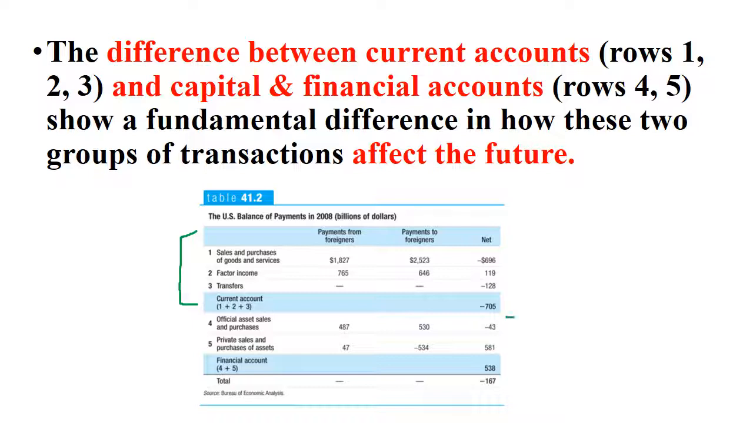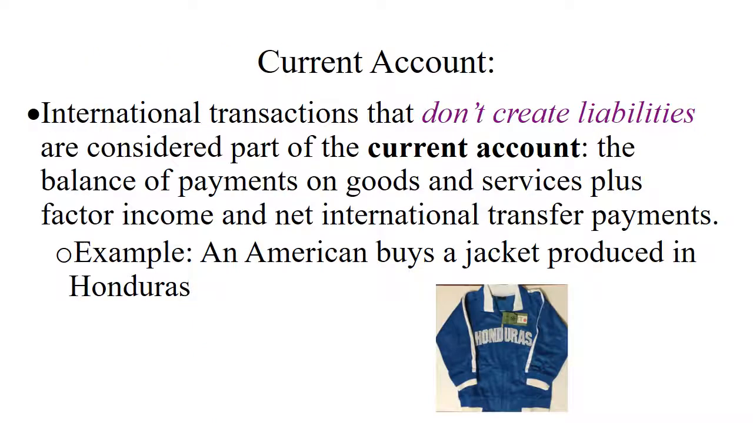Whereas all of these assets are things that are going to have future liabilities. They will be worth money in the future. So the capital and financial account does have future liabilities. We expect money to change hands again. Current accounts don't. We keep talking about it, so current accounts do not create liabilities.